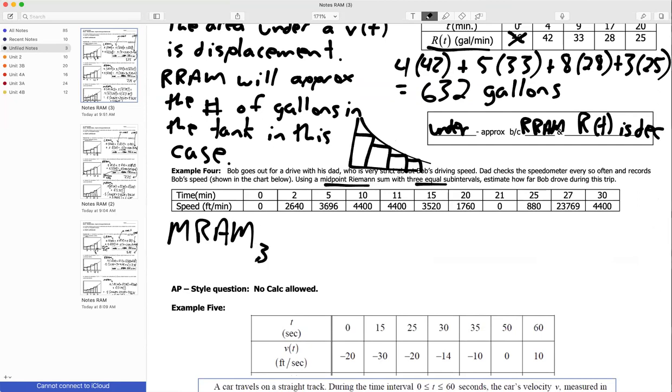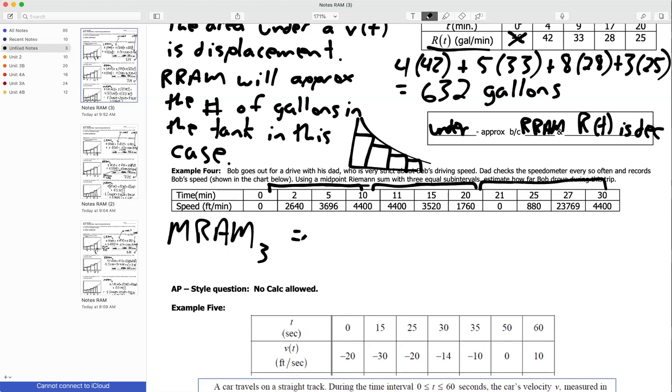And so this is really fairly straightforward once you identify what they are asking you. Okay, and so I don't want you to miss this. It's a midpoint Riemann sum with 3 equal subintervals. It goes from 0 to 30. And I have 3 equal subintervals, meaning the width of each rectangle is going to be 10, right? It goes from 0 to 30, and there are 3 of them. So here's the first one. Here's the second one. Here's the third one.